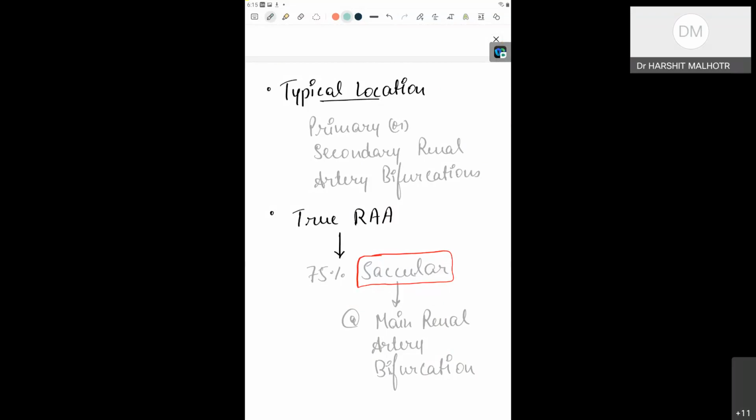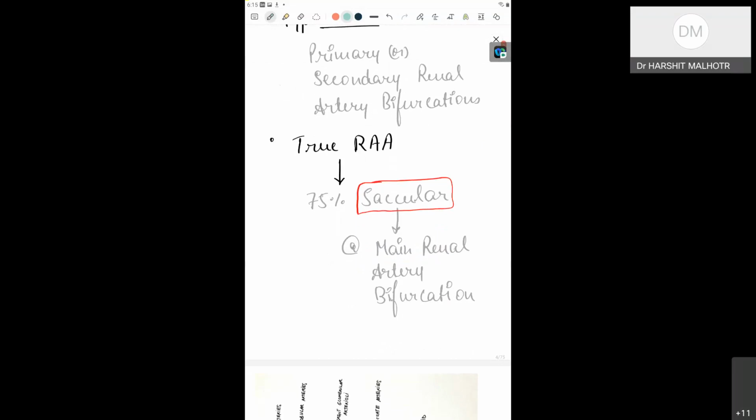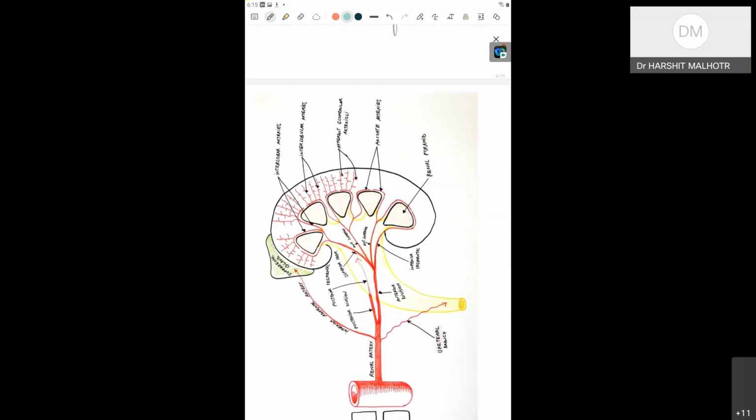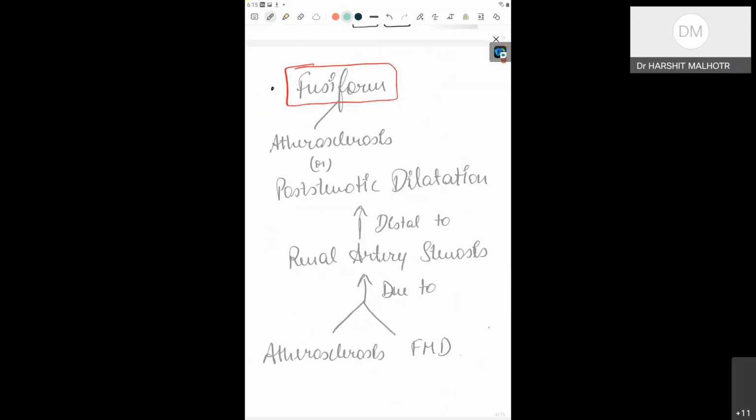That is when the anterior divisions of the segmental arteries start. The true renal artery aneurysms are, in 75% of cases, saccular, and they are seen at the main renal artery bifurcation, in which it is being divided into anterior or posterior segmental branches. Now for the fusiform dilatation, that is generalized dilatation, what happens is in a case of atherosclerosis or fibromuscular dysplasia, there is renal artery stenosis, and distal to this renal artery stenosis, we see a post-stenotic dilatation, which leads to formation of fusiform aneurysms.